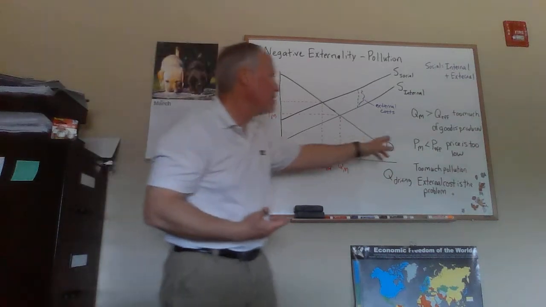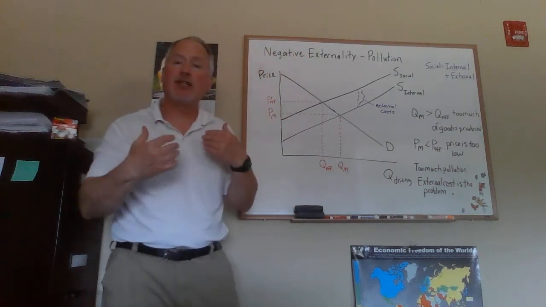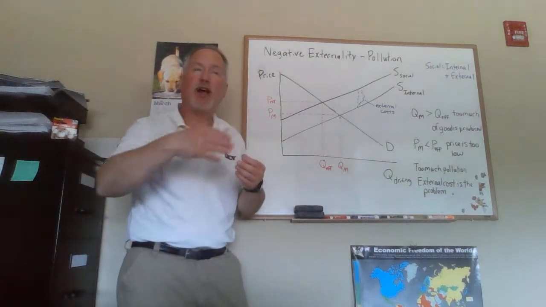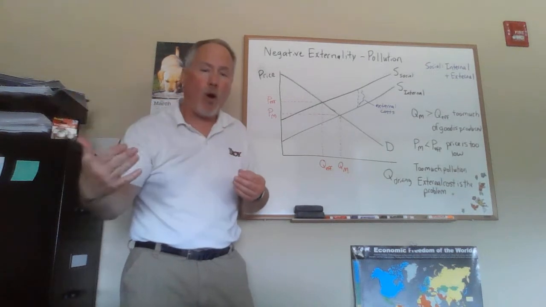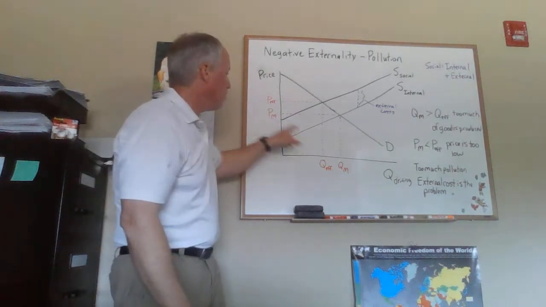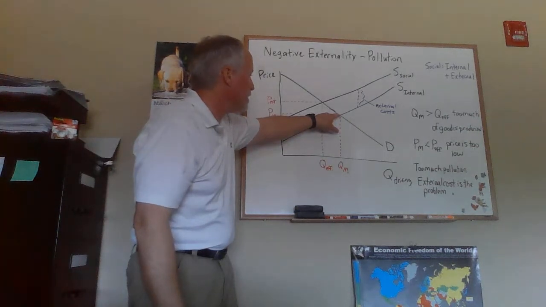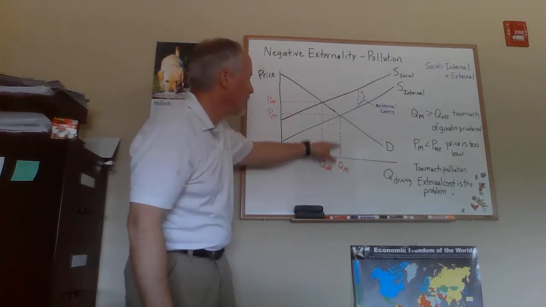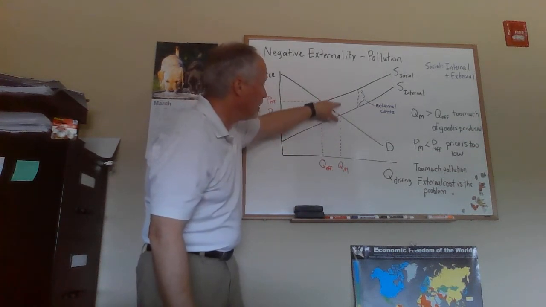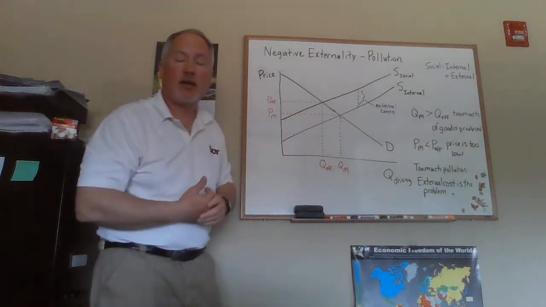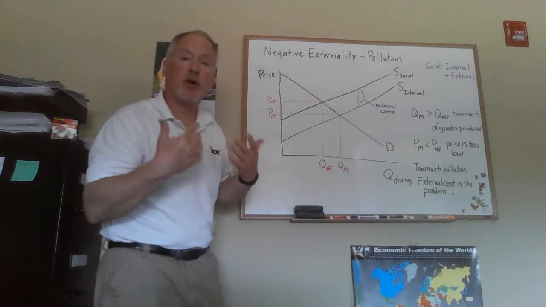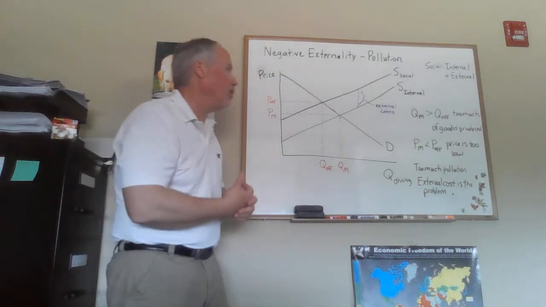So another way of thinking about it is that when we have pollution, the price of the good is too low. The price does not reflect all of the costs. At the market equilibrium, they're only paying for this portion of the cost. There are these extra costs, these external costs, that the market price is not covering. The market price is too low, it's not covering all of the costs.